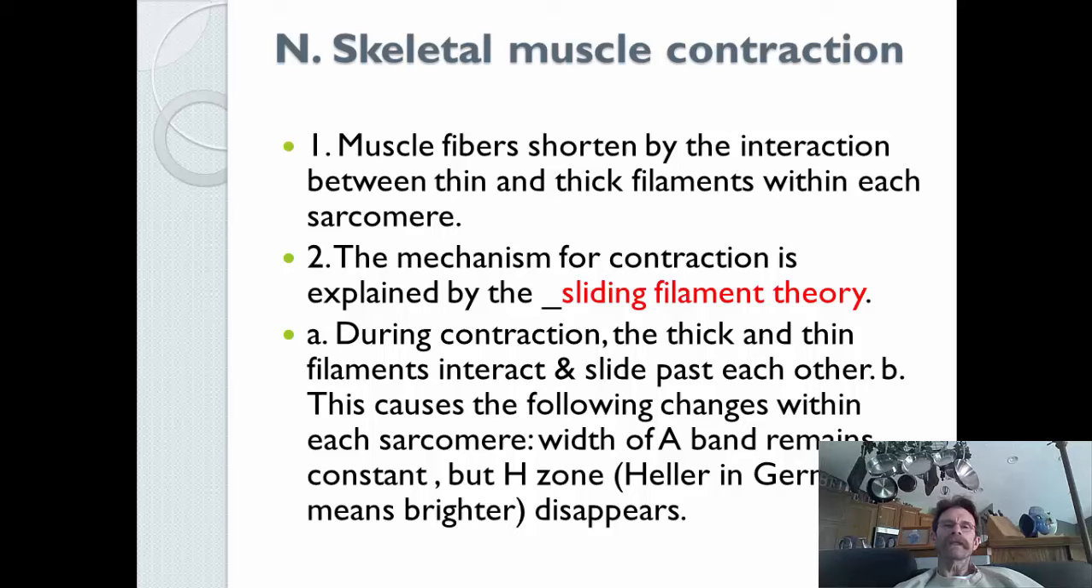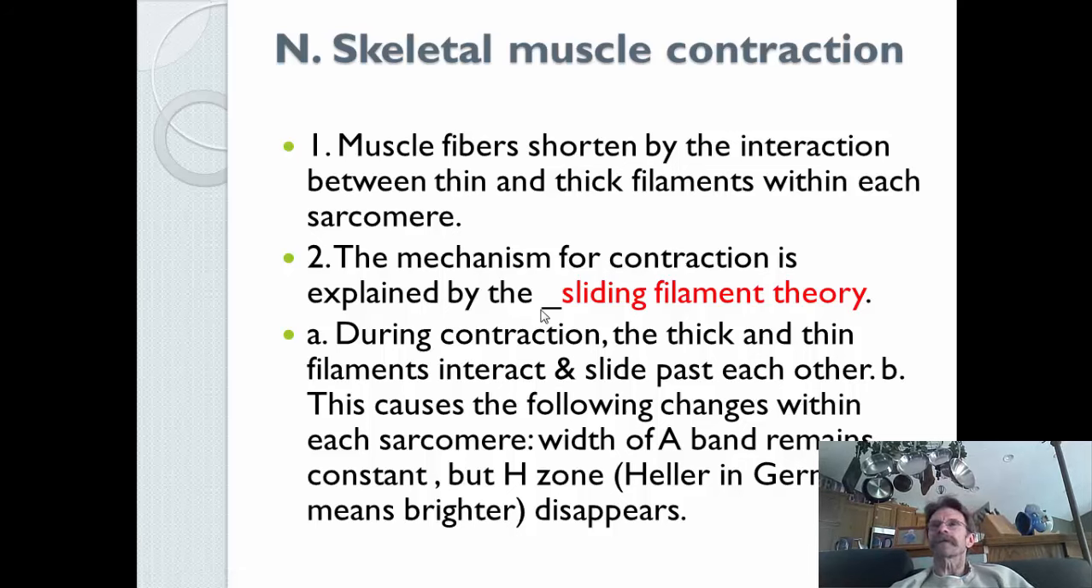All right, now we're going to take a look in a little more detail at skeletal muscle contraction. When muscle fibers shorten, there's an interaction between these thin and thick filaments. They get pulled closer together. The mechanism for this is called the sliding filament theory. So it's really the sliding myofilament theory. The myofilaments, the actin and the myosin, slide, and that's what causes this contraction.